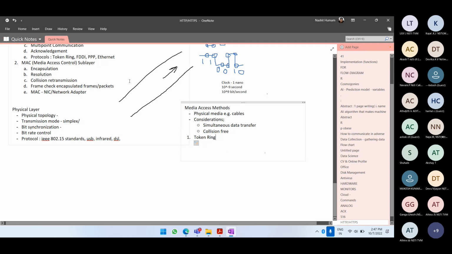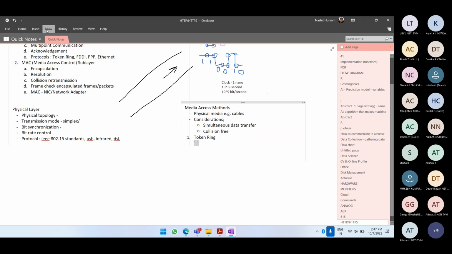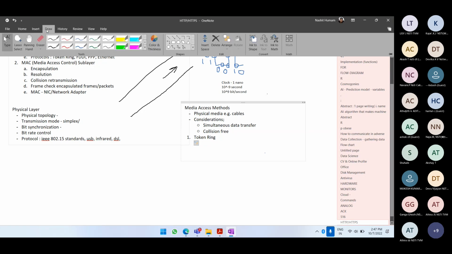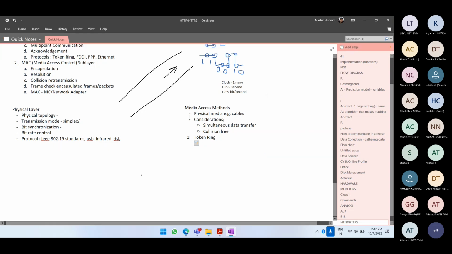So normally, people say that it works the best in a ring topology. In a ring topology, you have several devices, and I hope you guys have understood how it works. But still, I need to discuss it once again.